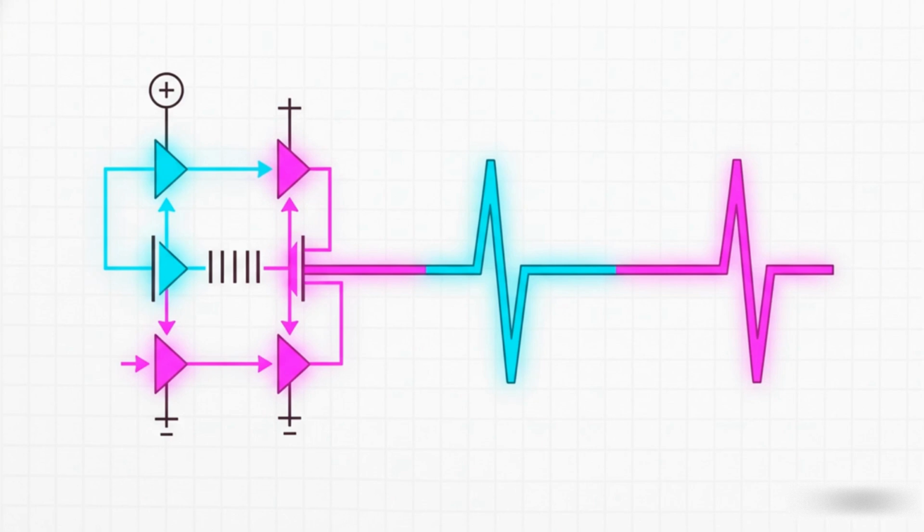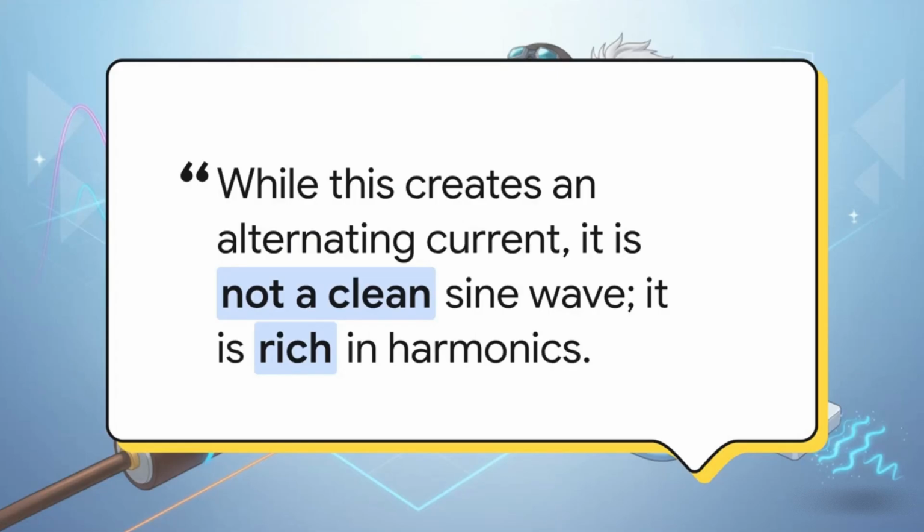Now, technically, this is alternating current. It spends half its time positive and half its time negative. But it's a very crude, very aggressive form of AC. And this quote right here just hits the nail on the head. You see, the AC power that comes out of your wall outlet is a nice, smooth, gentle sine wave. A square wave is the opposite. It's jagged, it's abrupt, it's full of these unwanted extra frequencies called harmonics.